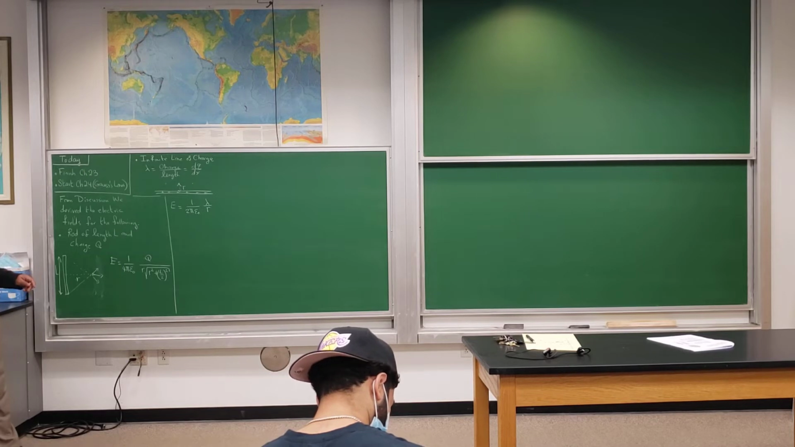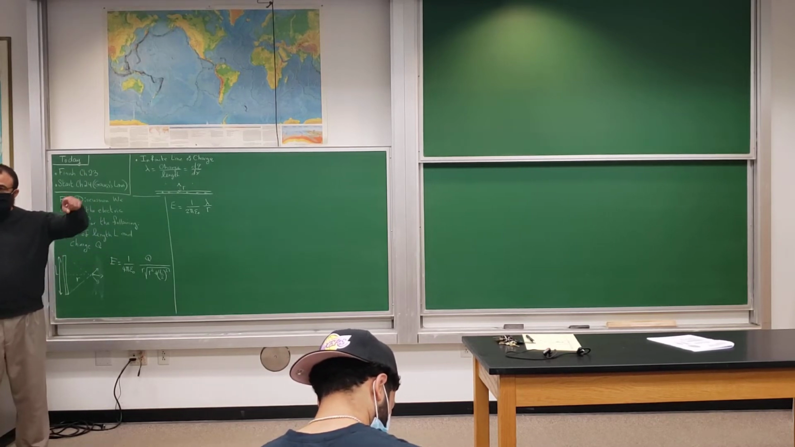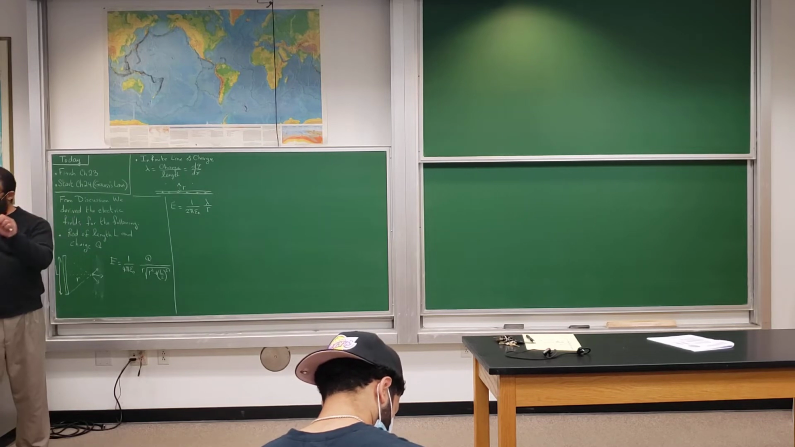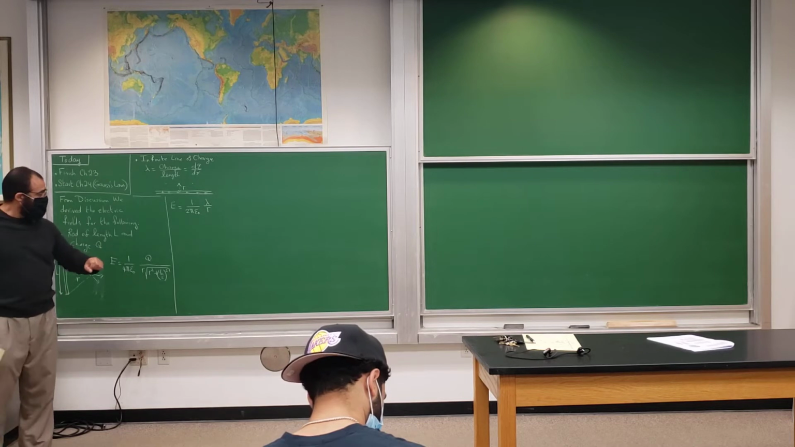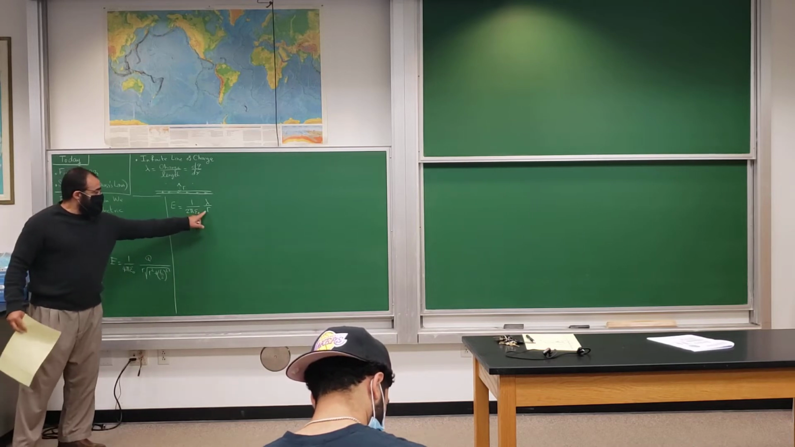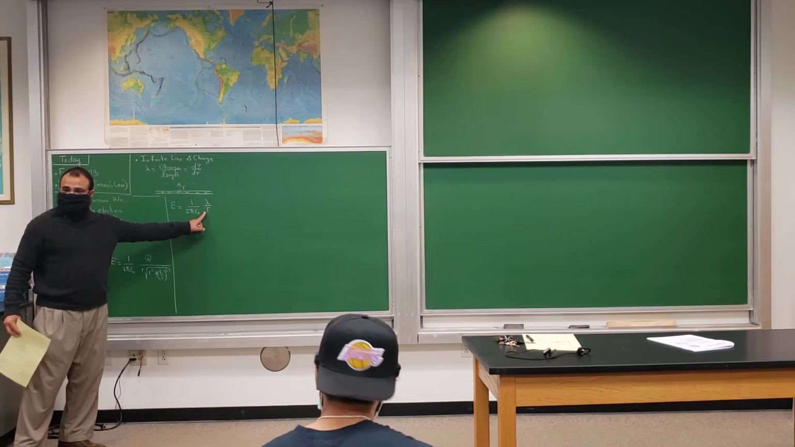For a point charge, the electric field falls as 1 over r squared. As you go away from a point charge, the electric field drops as 1 over r squared. Falls quite fast. But if it's a line of charge, it drops as 1 over r. It falls slightly slower. Okay?